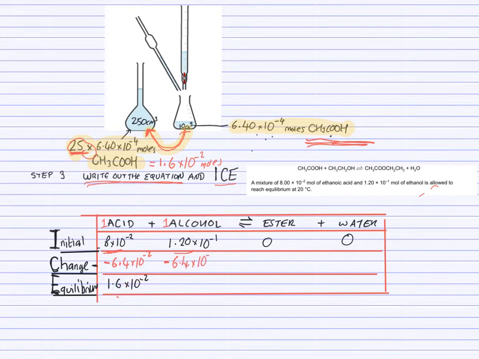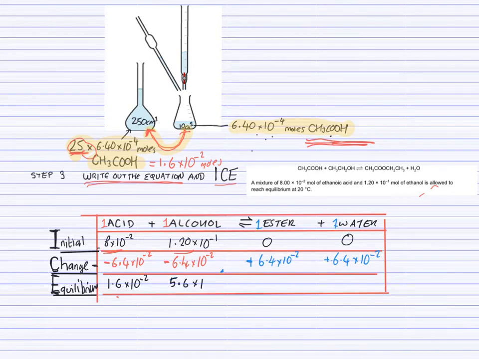So we have lost 6.4 times 10 to the minus 2 moles of the acid, and because the acid reacts with the alcohol on a 1-to-1 ratio, we must have also lost 6.4 times 10 to the minus 2 moles of the alcohol. And therefore, because the moles of acid forms ester on a 1-to-1 ratio, we must have formed 6.4 times 10 to the minus 2 moles of ester, and also exactly the same number of moles of water. So now we have our equilibrium amounts. We can now start to add these in.